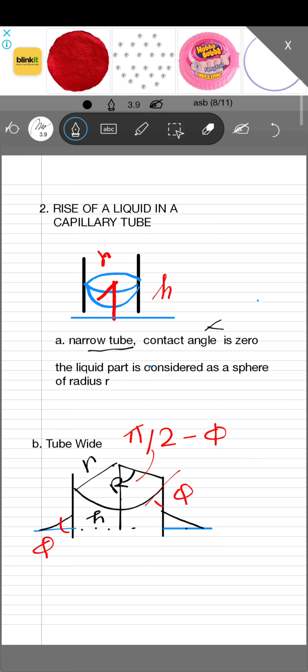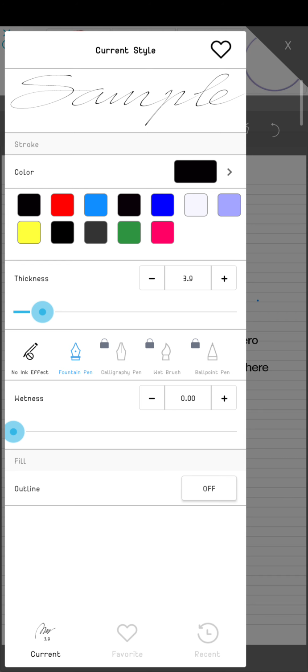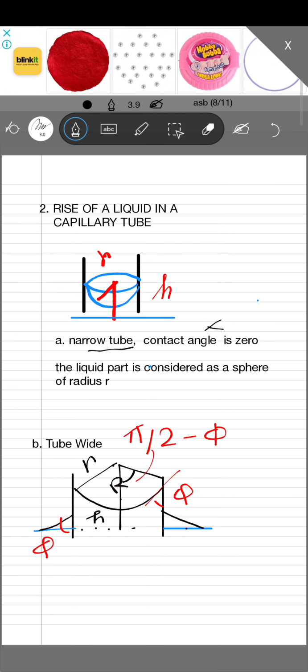If that is the case, then simply the equation will be 2S by r is equal to rho g h. This is how the equation will be, and so we can find out the value of S from this.